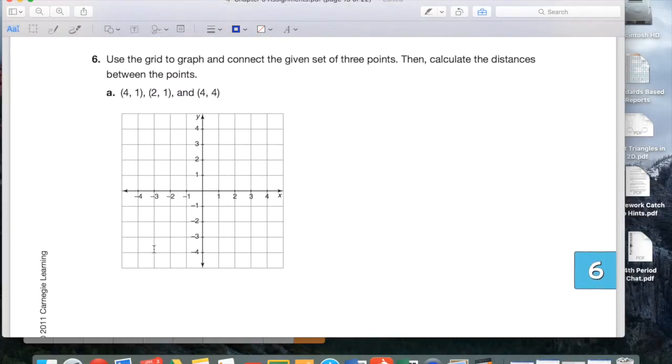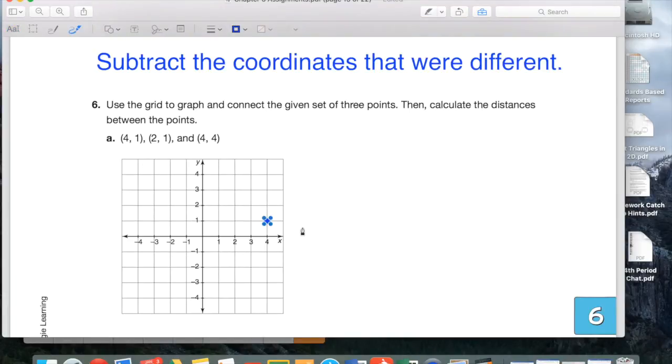Use the grid to graph and connect the given set of 3 points. Then calculate the distances between the points. Okay, we can easily see that the difference between this horizontal line, these 2 points here, is 2. So we're going to label that with a 2. And we can easily see the vertical line is 3. So we have to figure out this horizontal line.